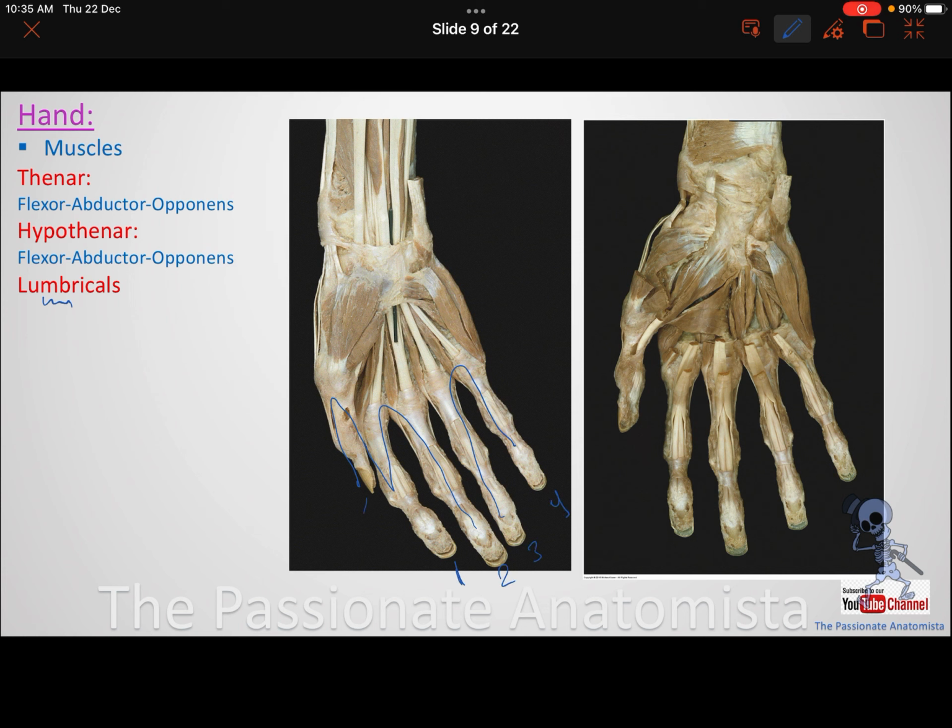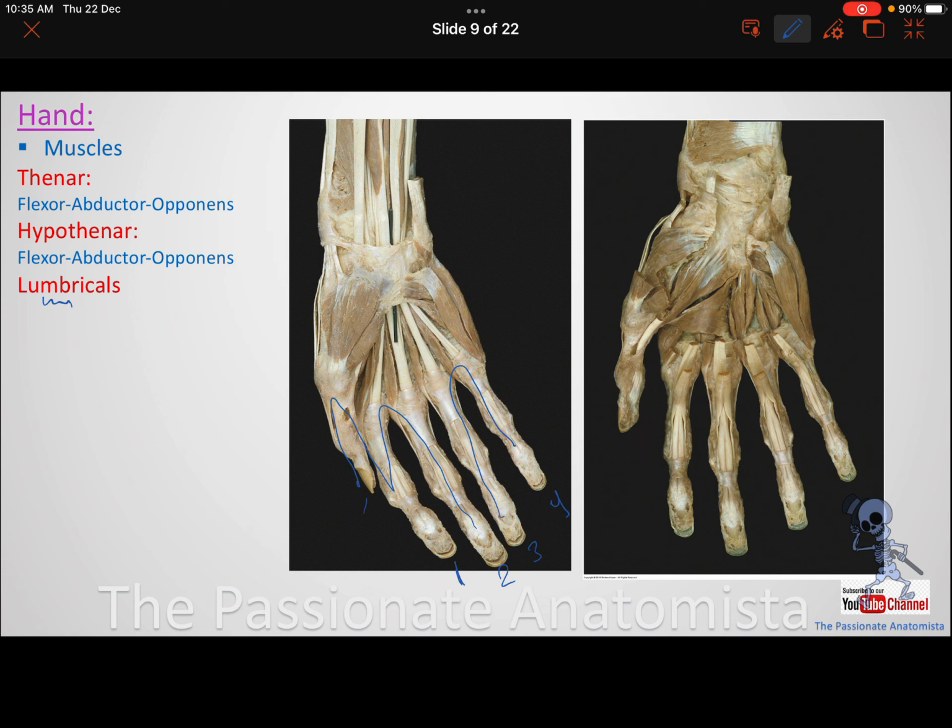What else? You remember we didn't have interossei for the thumb. It has its own adductor. So if this is your thumb and these are your fingers, you have a muscle running horizontally and one running obliquely. We call them horizontal head and oblique head. This is the oblique head and this is the horizontal head of adductor pollicis. These muscles do adduction of the thumb. These are deep muscles, so although they are on the side of the thumb, they are supplied by the ulnar nerve.